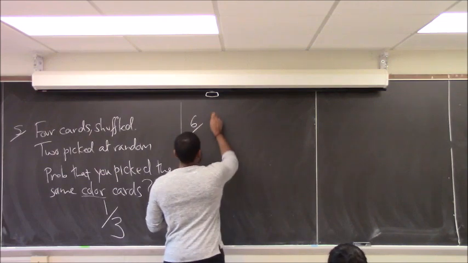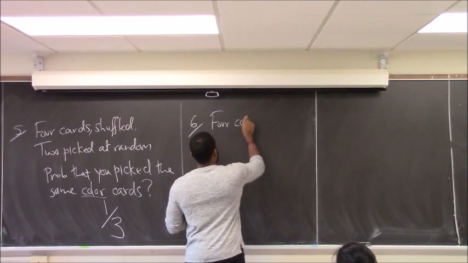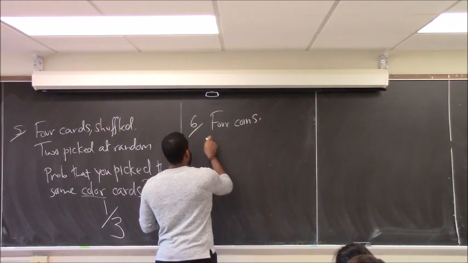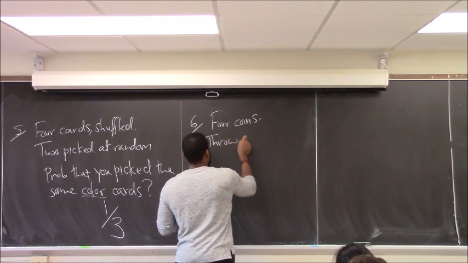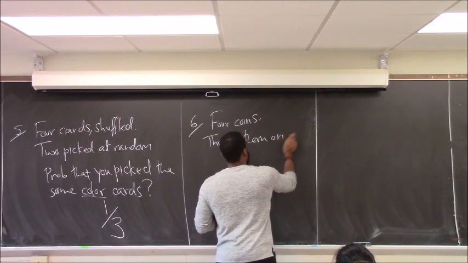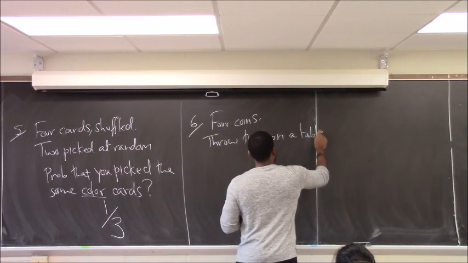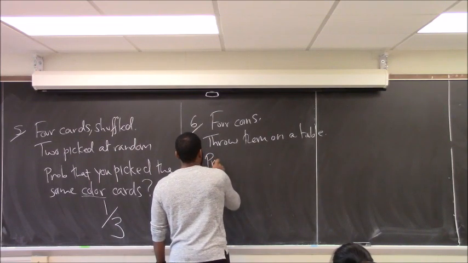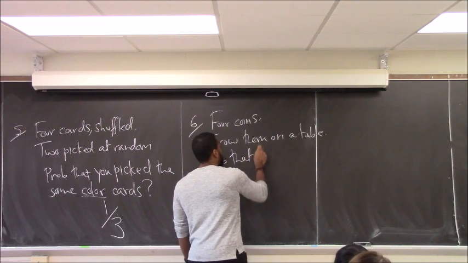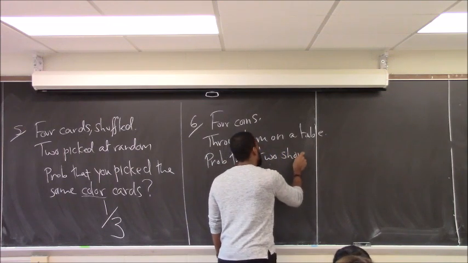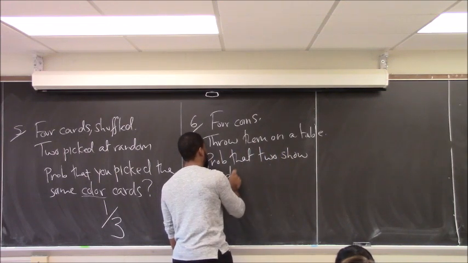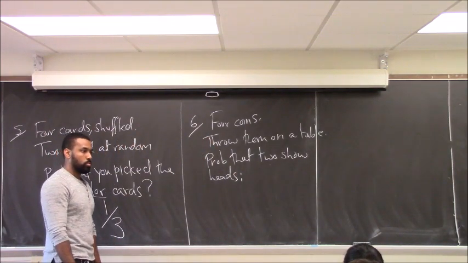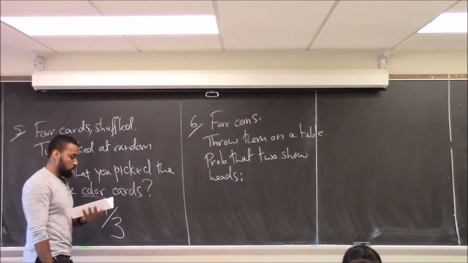Okay, let's see. This time we have 4 coins, and throw them on a table at random. What's the probability that 2 of them show heads? 1/8. What's the probability that 2 of them will show heads?